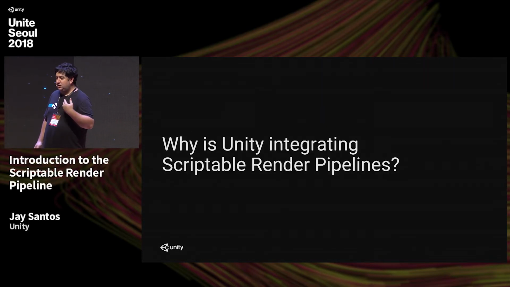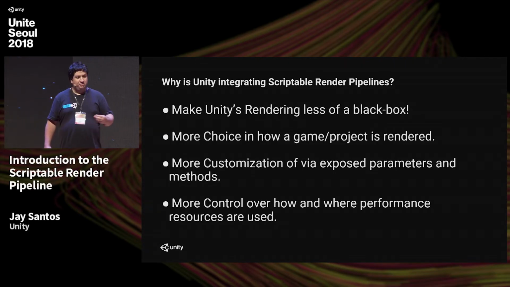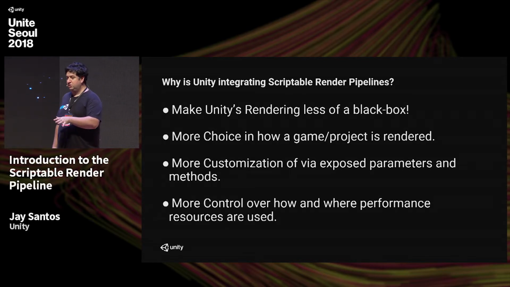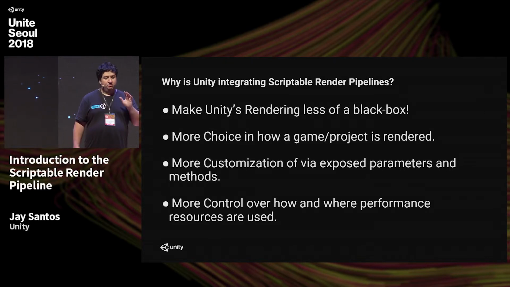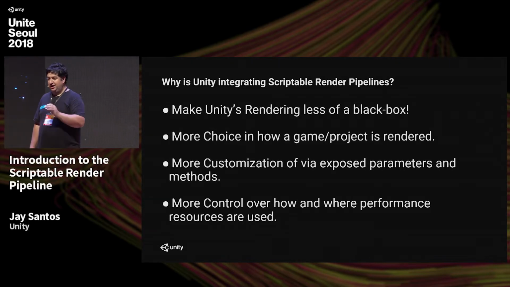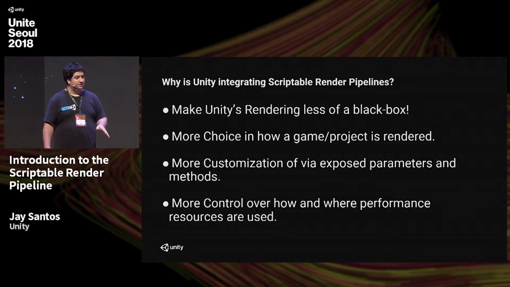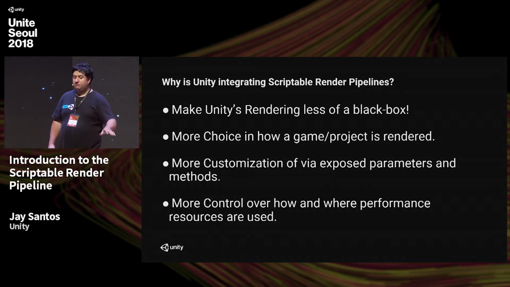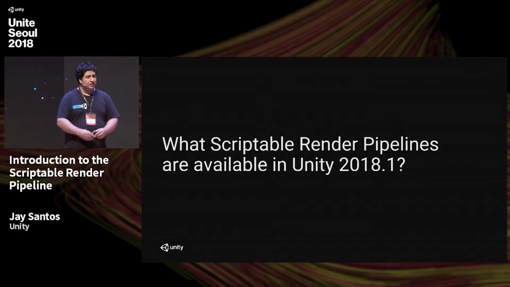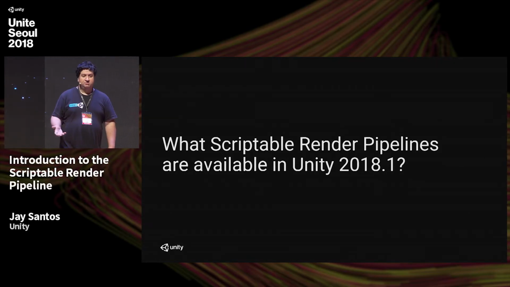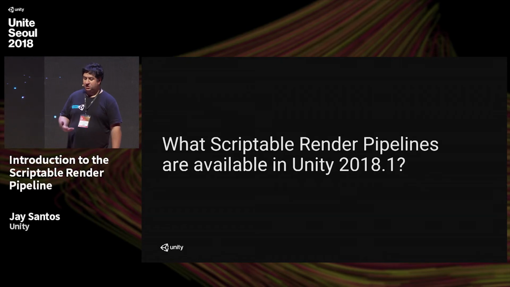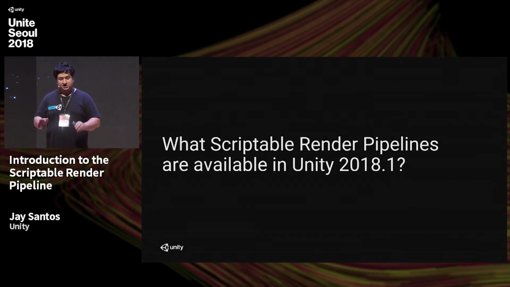This is one of the reasons why Unity is integrating SRPs. SRPs are all about customization and transparency. It's all about giving you the ability to process the graphics of your game exactly the way you need it, and making it as clear for you as possible. This is what SRPs are all about. Now, let's talk about the scriptable render pipelines that are available in Unity 2018.1, which, if you're not aware, has just been released. So it is live, finally.